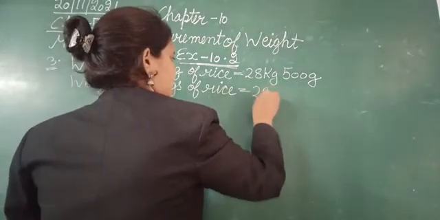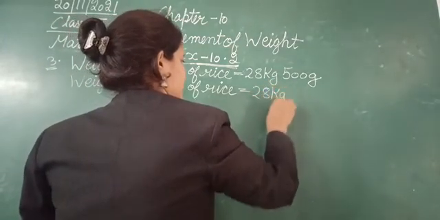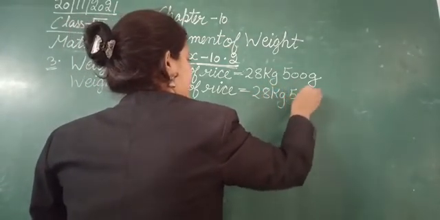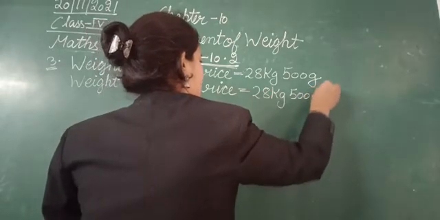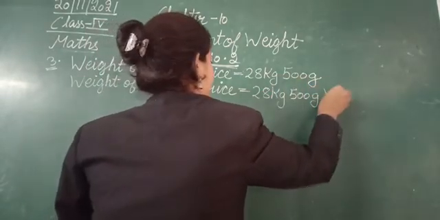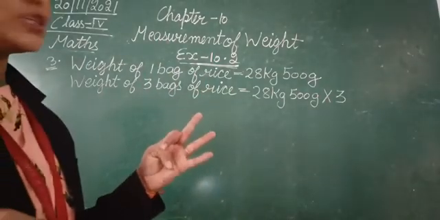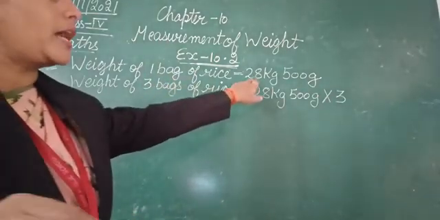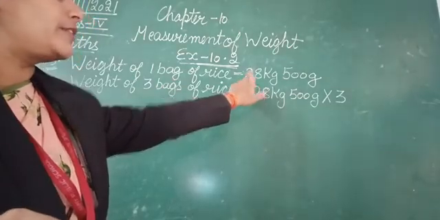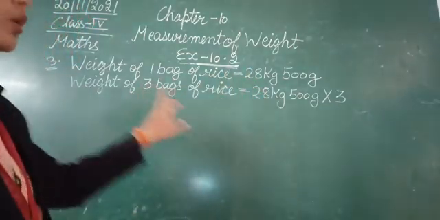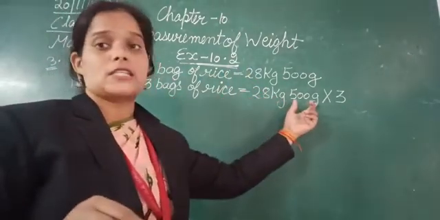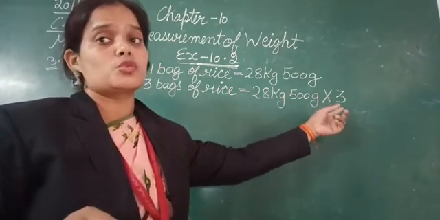We will multiply 28 kg 500 gram with 3. Okay, so for finding the weight of 3 bags of rice, we need to multiply the weight of one bag, that is 28 kg 500 gram, with 3. Okay, now this is kg, this is gram. Okay, and we need to do the multiplication.